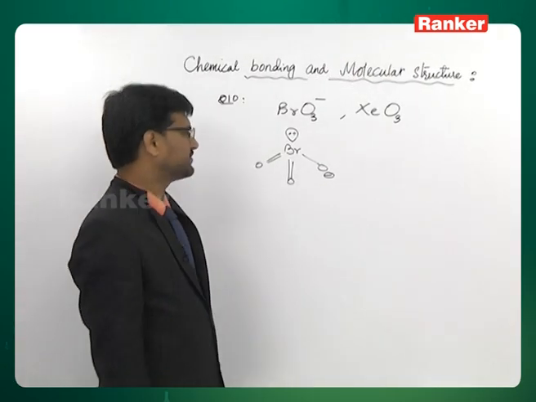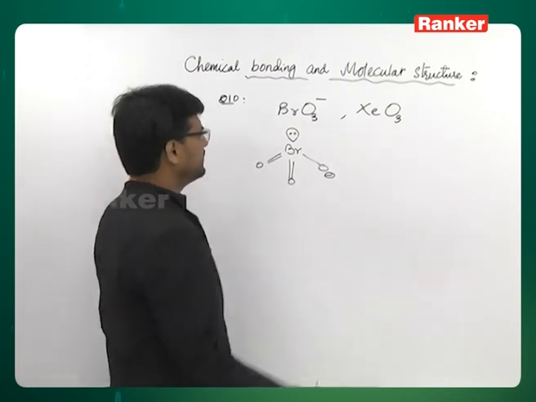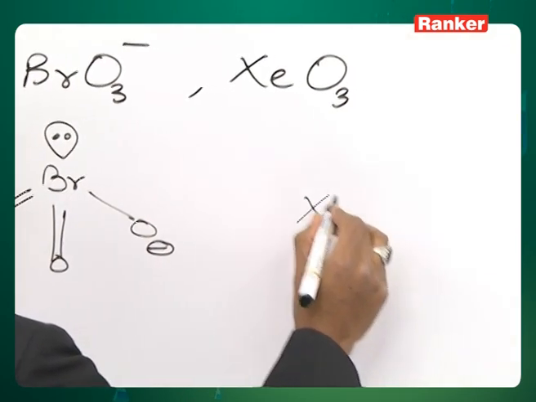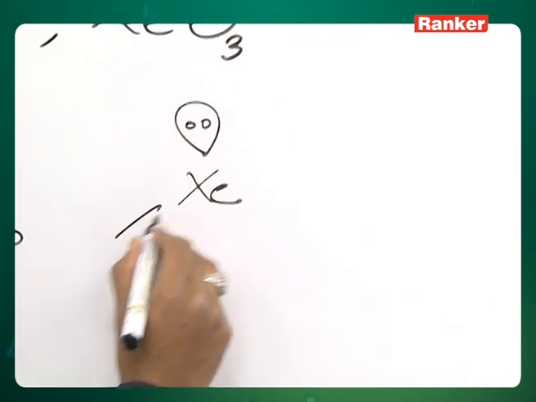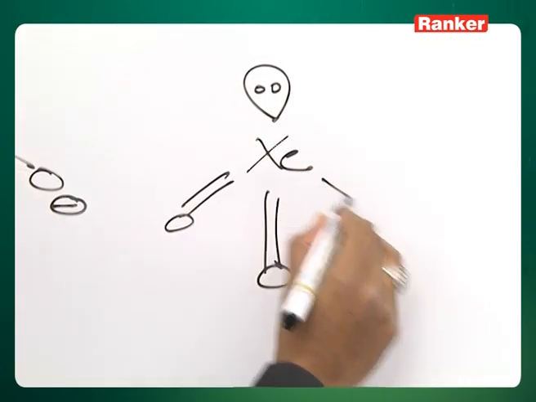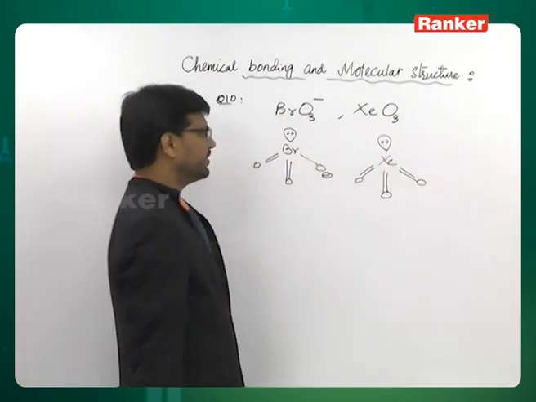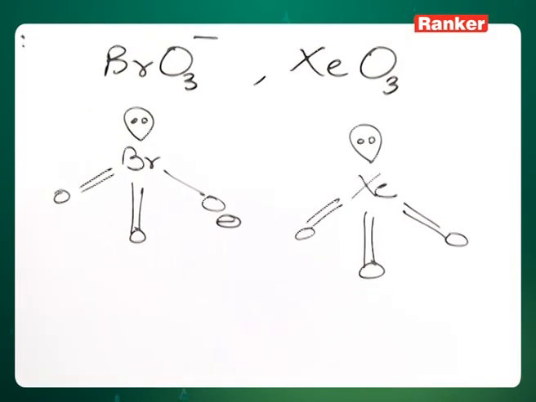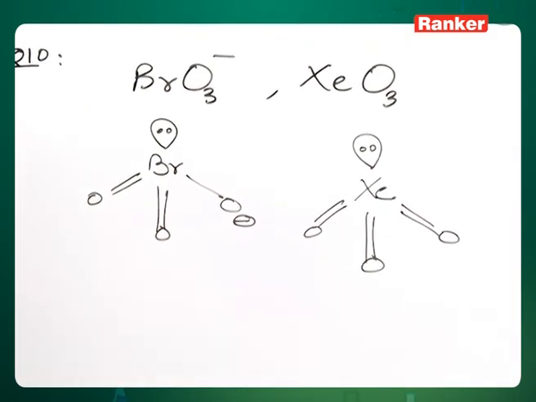So, what is the structure? It is pyramidal. Same is the case with xenon trioxide. It has got a lone pair and 3 surrounding oxygens. This is also pyramidal. So, the correct answer is the first option. But let us look at the other options also.